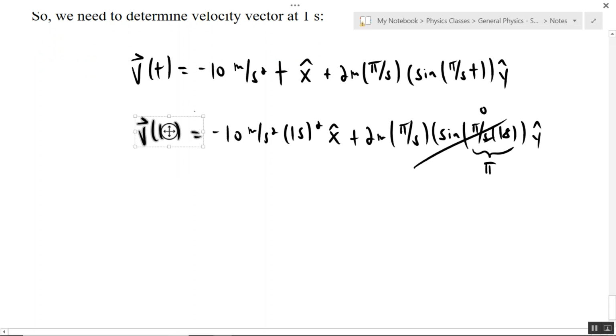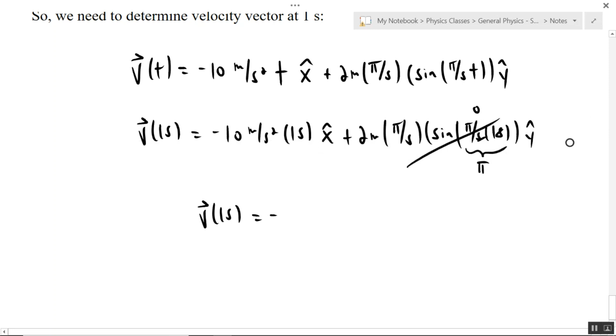So, you know, it's just 1 second. So it's minus... sorry, it's not squared. Sorry. I do that every once in a while, right? I write something down wrong. So let me know if I do that. Okay, it's not squared, right? It's just 1 second, right? So it's just minus 10 meters per second x hat plus 0 y hat, right? So that's the velocity at 1 second. It's just moving in the x direction at negative 10 meters per second, right? That's what it's telling you.